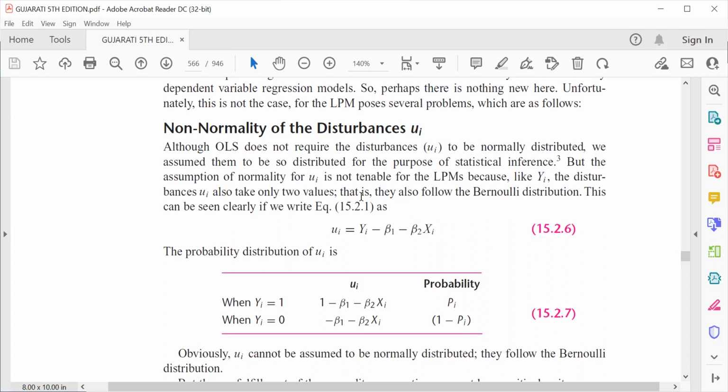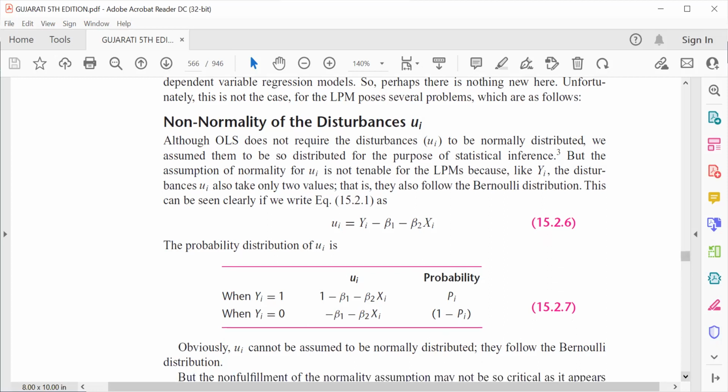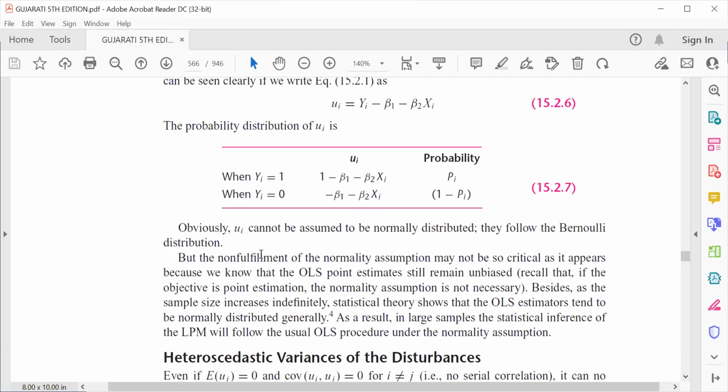When y is 1, the residual is 1 minus beta 1 minus beta 2 x_i, with probability pi. When y is 0, the residual is minus beta 1 minus beta 2 x_i, with probability 1 minus pi. So u_i cannot be assumed to be normally distributed. They follow the Bernoulli distribution.